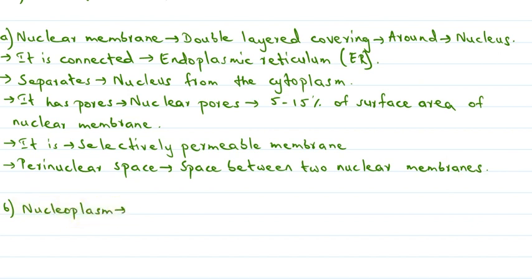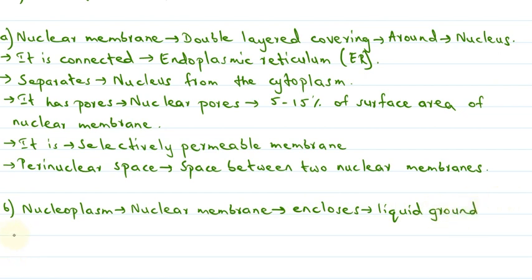Nucleoplasm, which is also known as the nuclear sap. The nuclear envelope actually encloses a liquid ground substance. So the nuclear envelope, or the nuclear membrane, what does it do? It encloses a liquid ground substance, and this liquid ground substance is known as the nucleoplasm.